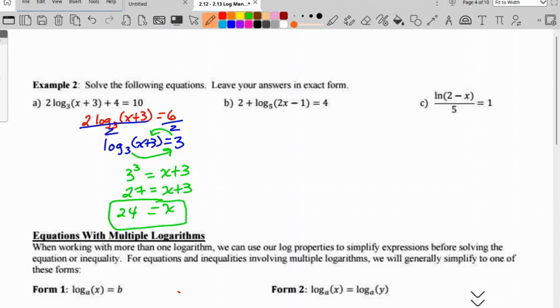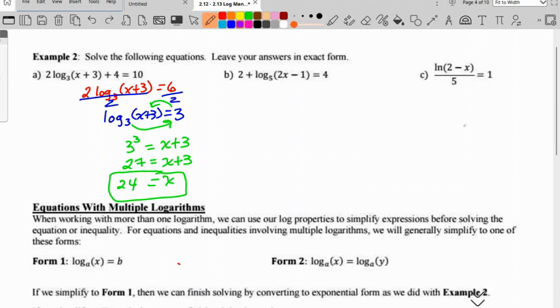Follow-up questions on that one? Okay, let's try a couple more just real quickly. Let's do C. So we'll skip B, but it's a good problem, and if you want to go back, it's in your notes, you can do it. Let's try C. So we want to get that expression by itself.